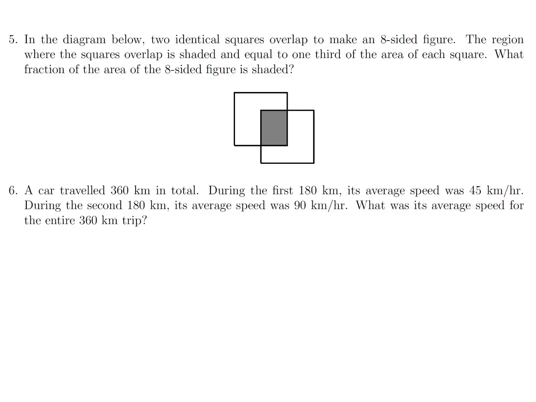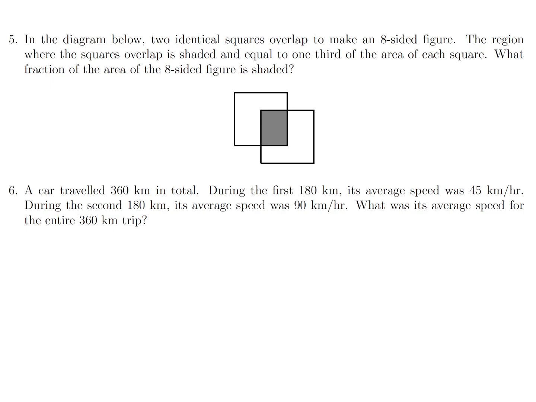In the diagram below, two identical squares overlap to make an 8-sided figure. The region where the squares overlap is shaded and equal to 1/3 of the area of each square. What fraction of the area of the 8-sided figure is shaded? So this shaded area is 1/3 of the area of the square.